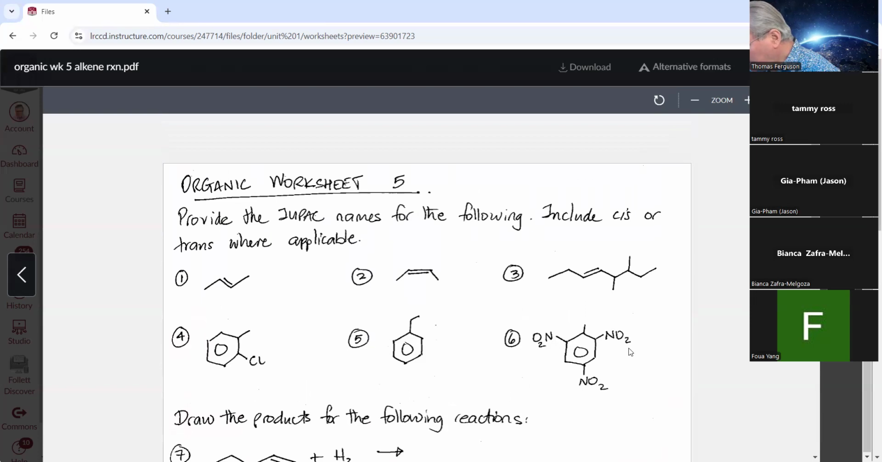And this group here, the NO2, is called a nitro group. Now this would be a benzene base. There are a couple different ways to number, but one way would be 1-methyl-2,4,6-trinitrobenzene. Okay, anyway, so there's some more additional worksheets besides that one.